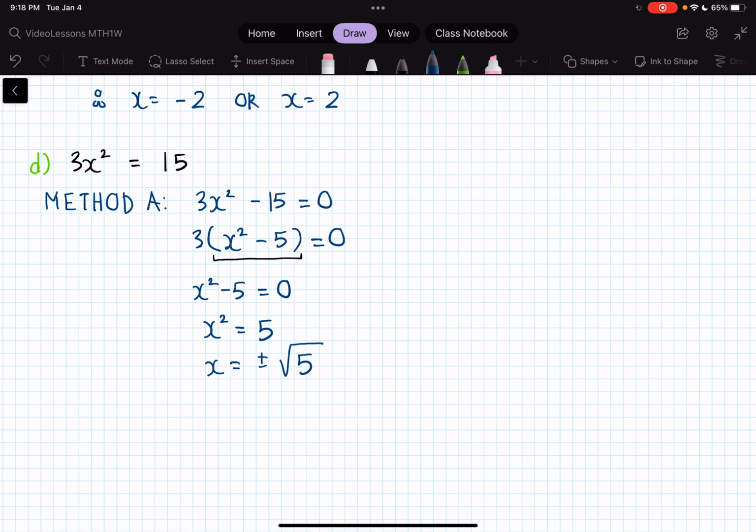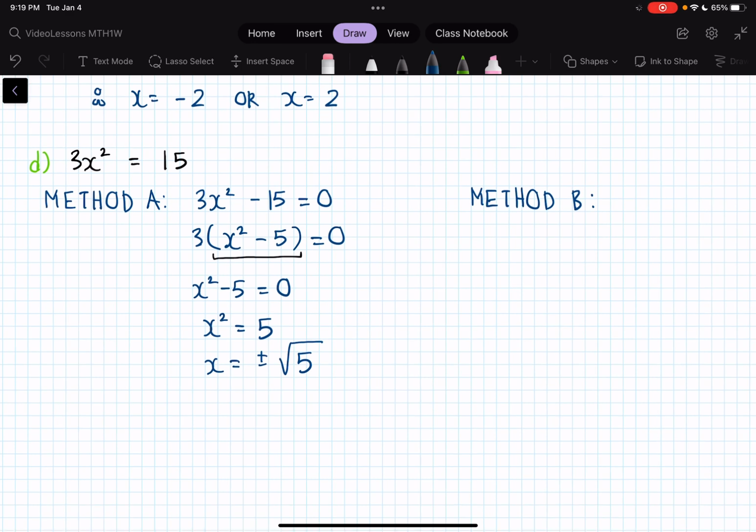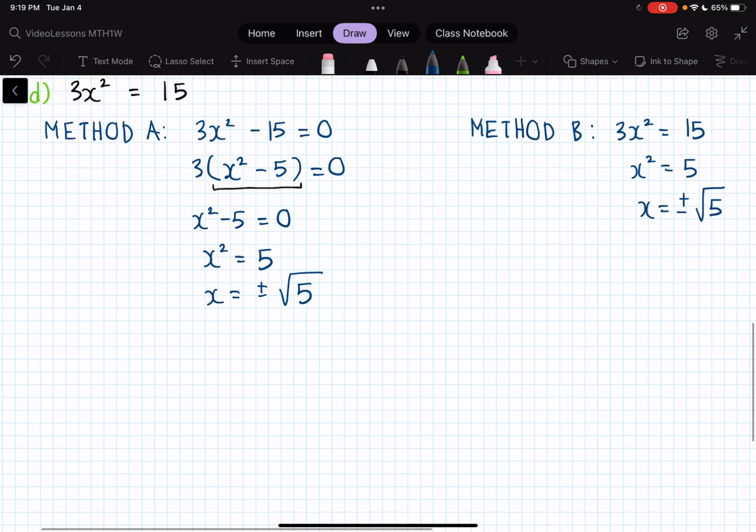Now, if we solve this question using method B, we would obviously have to get the same answer, because remember, in math, if there's 2 ways to do something, they both have to give you the same answer. Okay, so if I'm going to answer it using method B, then that means I'm going to divide by 3 to get there. And then I'm going to say plus minus root 5. Okay, so you can decide which method you like, which method you're comfortable with, and then just run with it. Okay.